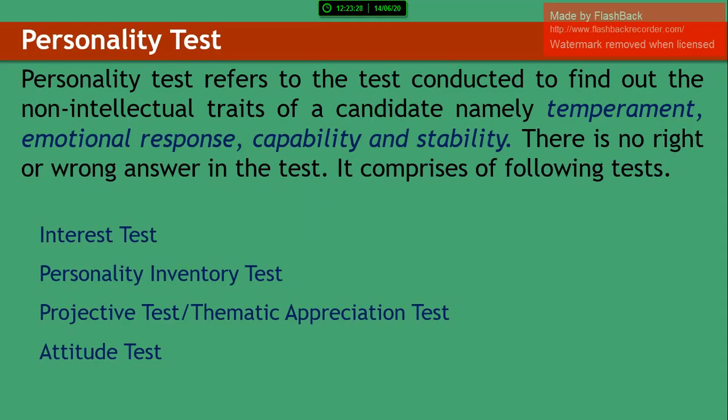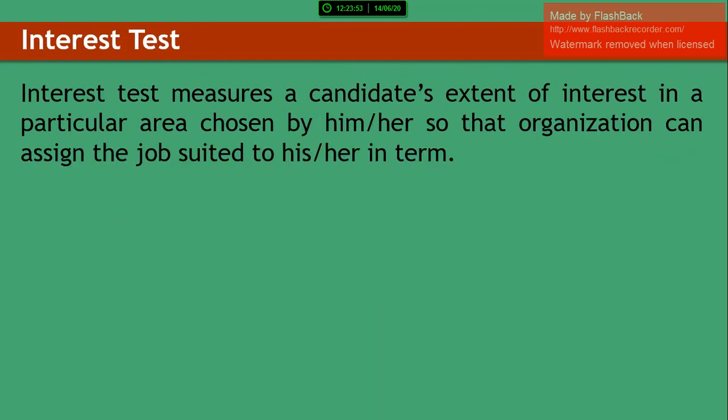And next, personality test. Through this test, we can identify the candidate's personality, like temperament, emotional response, capability, and stability. It comprises the following tests: interest test, personality inventory test, projective test, attitude test. The first one, interest test. Here the interviewer asks the interest of the candidate, and they assign the job that interests him.